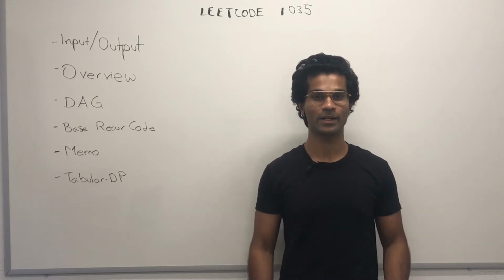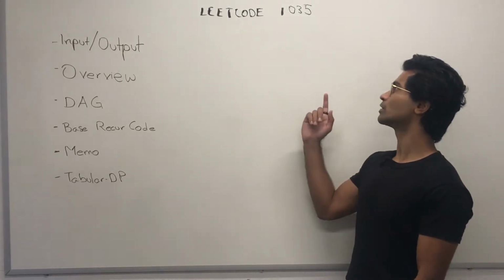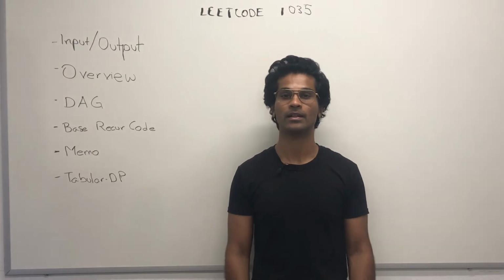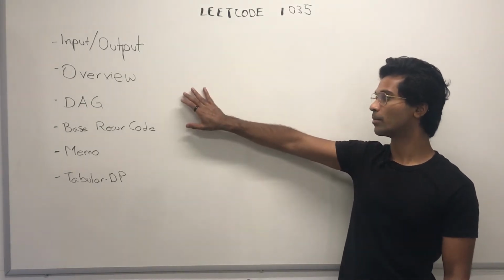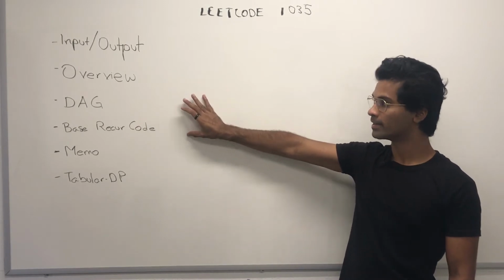What's up everyone? Today we're going to go over Leetcode 1035 Uncrossed Lines. I'm going to outline the video as follows. First we'll go over the input-output, then we'll look at the overview and DAG, and then we'll get into the code.